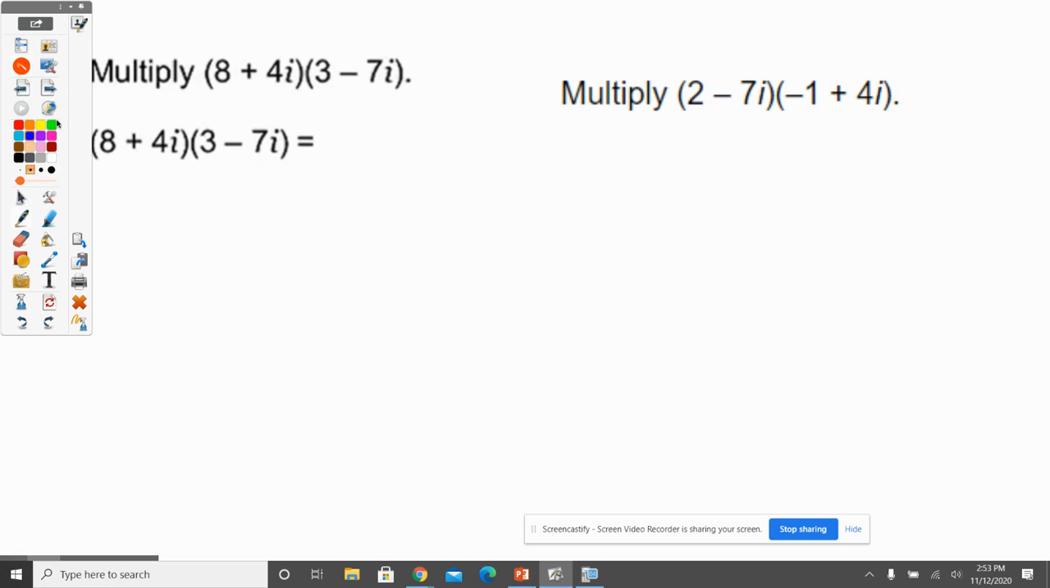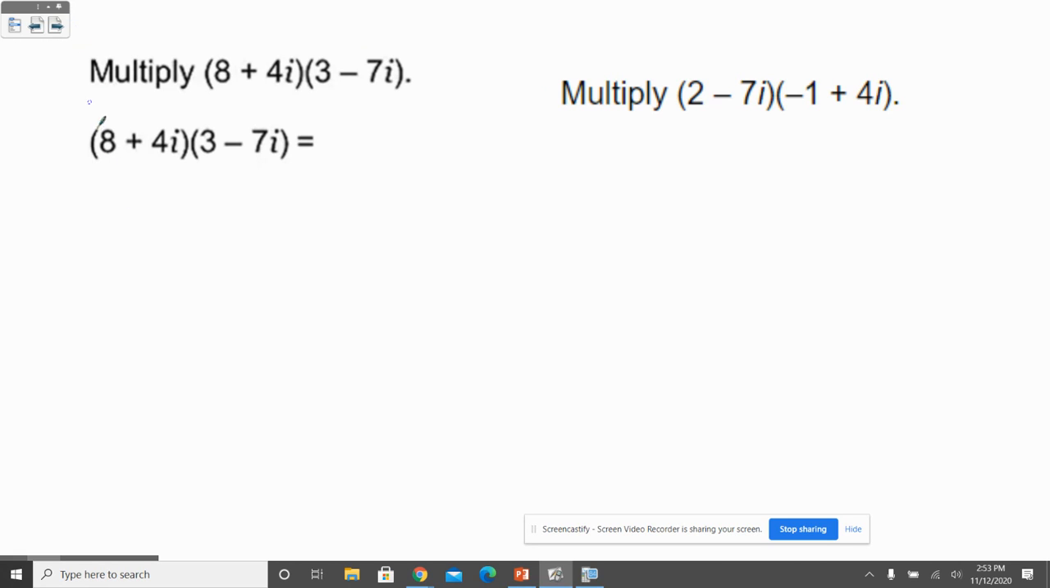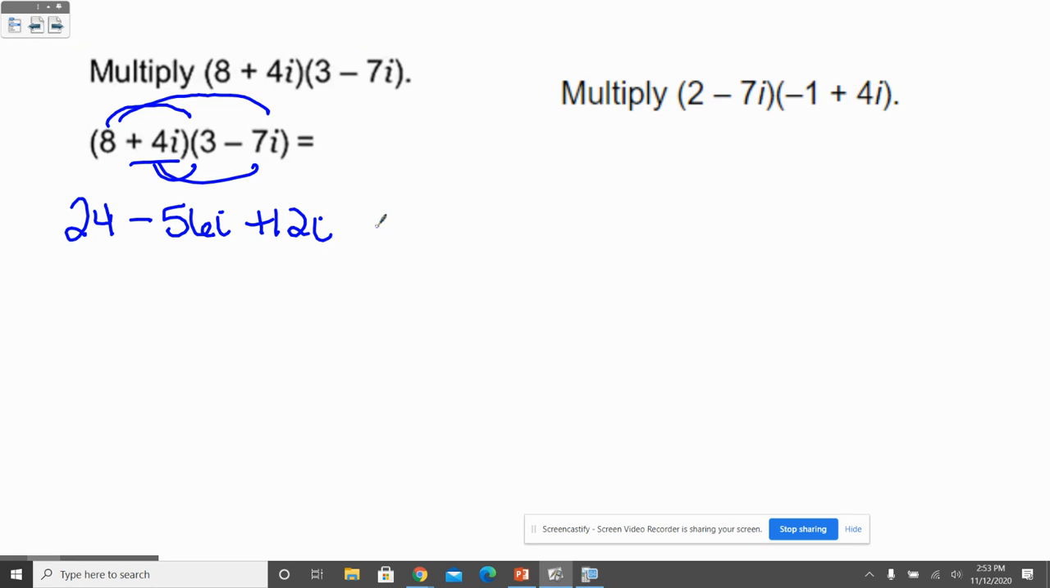This is a complex times a complex. They both have real parts and imaginary parts, so we will have to double distribute. 8 times 3 is 24. 8 times negative 7i is negative 56i. 4i times 3 is plus 12i. In here, be careful with sign, you get minus 28i squared. That i squared is -1, so that changes this to plus 28.